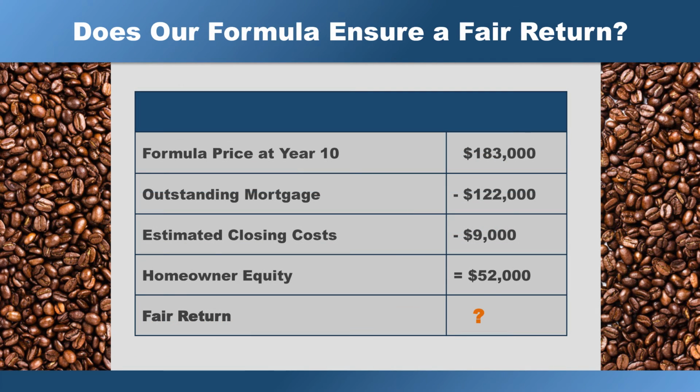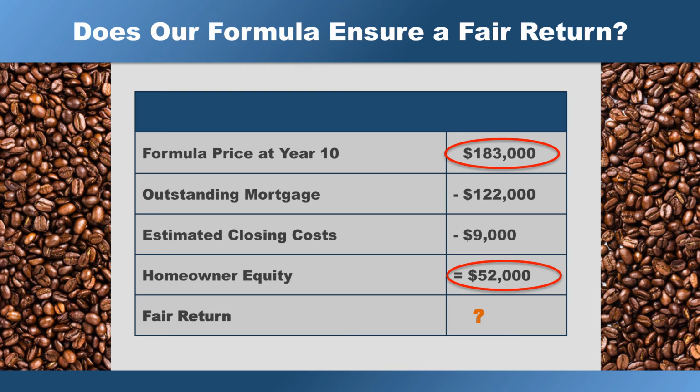Now we need to decide if our formula yields a fair return to the seller. The first two steps in our calculation are exactly the same as what we did in the last module. We calculated the outstanding balance of the mortgage that must be repaid and found that the homeowner still owes about $122,000. Then we estimated the seller's closing costs at 5%, or about $9,000. So starting with a formula price of $183,000, we deduct $122,000 for the outstanding mortgage and $9,000 for closing costs, which leaves the sellers with about $52,000 in cash at closing.